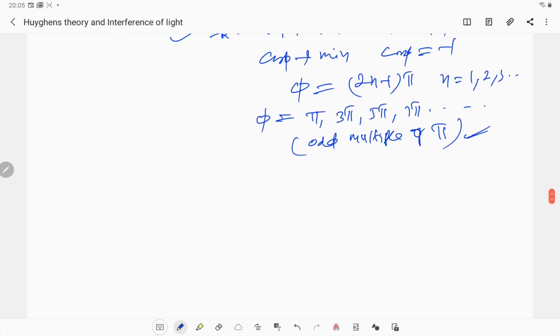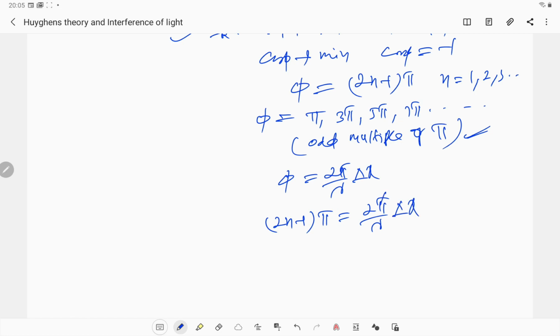See, what about path difference? Phi is equal to 2 pi by lambda into delta x. Phi is (2n minus 1) into pi. This becomes 2 pi by lambda into delta x. Here pi cancels, so delta x is equal to (2n minus 1) into lambda by 2. Here also n is equal to 1, 2, 3 and so on.